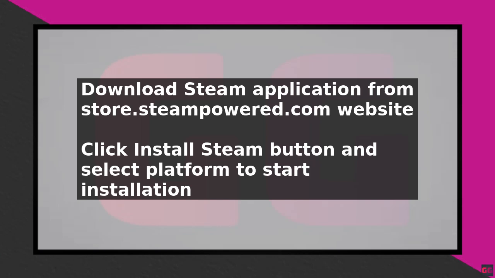On the Steam website, click the Install Steam button, usually found at the top middle of the screen. Then select your platform and click Install Steam again. Once the Steam setup has been downloaded, open it and follow the installation prompts.